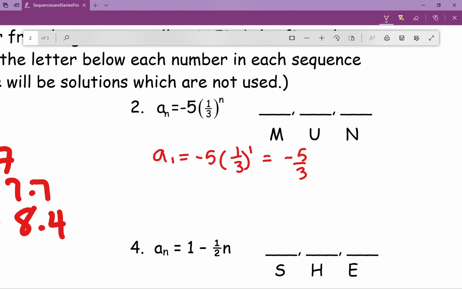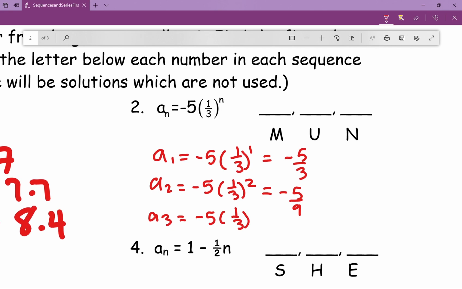Okay, now let's find our second term. A2 is equal to negative 5, parentheses 1/3 to the power of 2. Notice every time I'm writing my next term, I'm just changing that n. So 1/3 squared is 1/9. Negative 5 times 1/9 is negative 5 over 9, but you can just type this into your calculator and you get the same thing. And lastly, our third term, A3, is equal to negative 5, 1/3 to the third power, which is equal to negative 5 over 27.